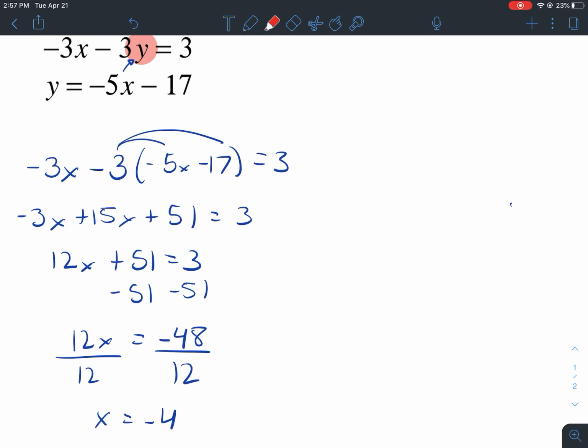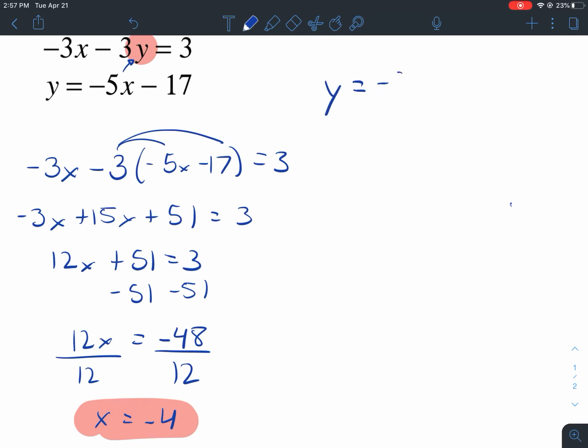So what I have to do is I just need to plug this value, x equals negative 4, into one of these equations. It doesn't matter which one you choose. You can choose the first one or the second one. I think the second one might be a little bit easier, so I'm going to go ahead and do that.